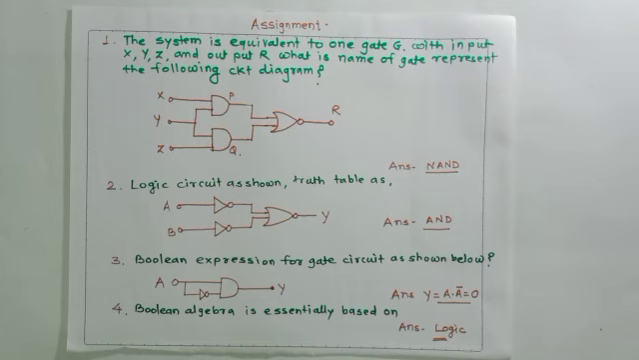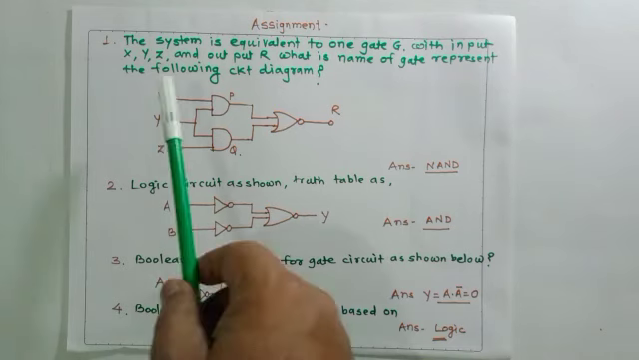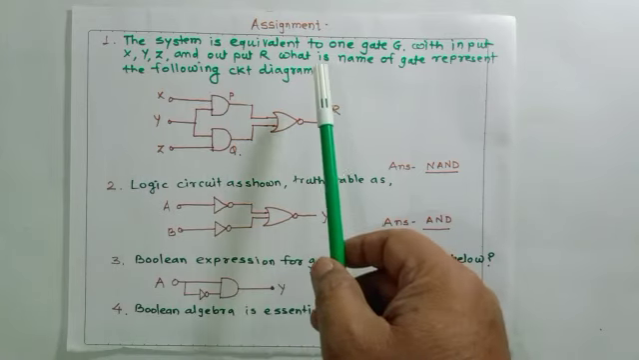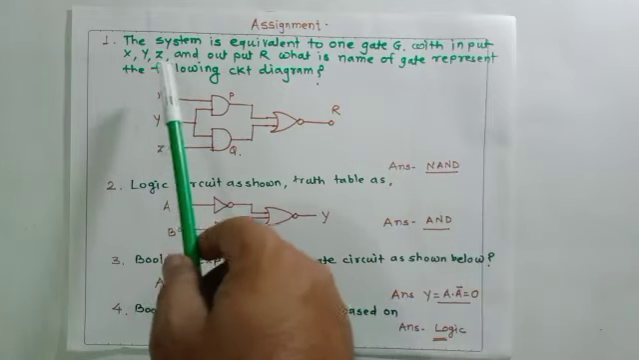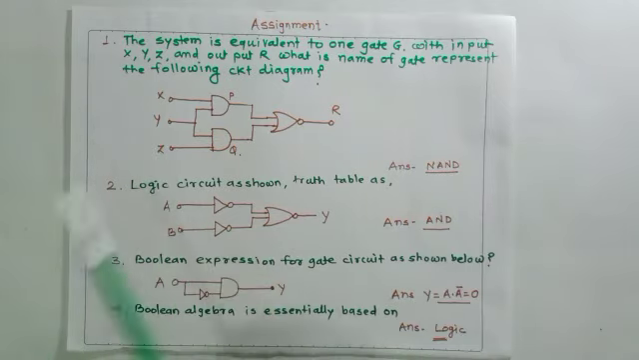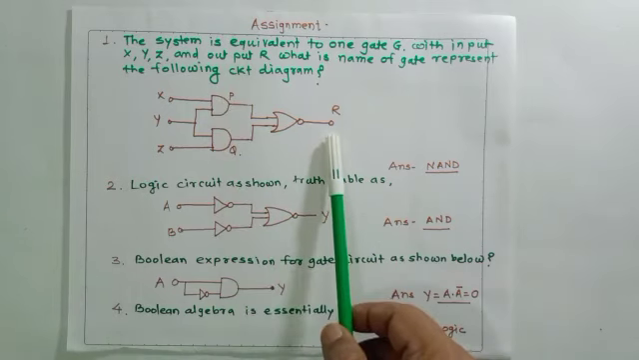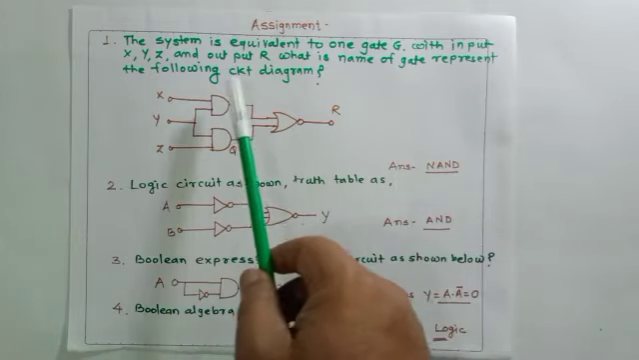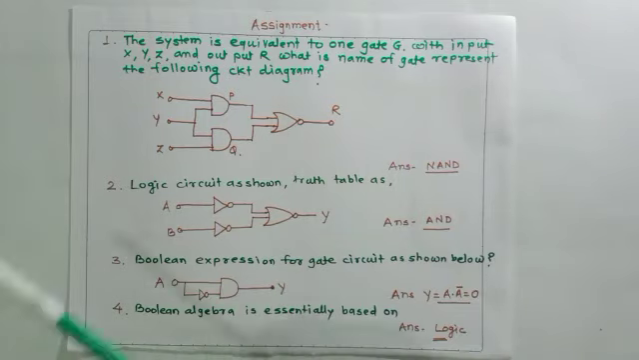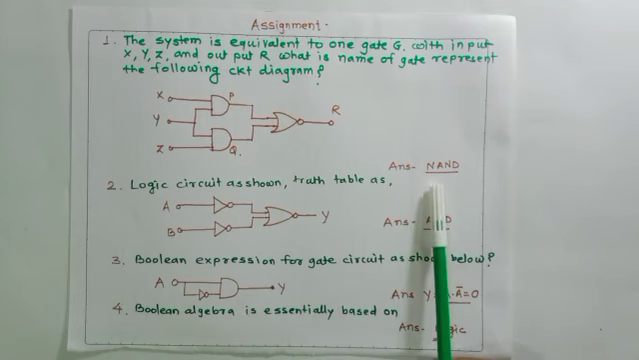Assignment for your self practice: four questions. Question number 1: the system is equivalent to one gate G with inputs X, Y, Z and output that will be given as R. What is the name of the gate represented by the following circuit diagram? If you solve it, you get the answer: it will be NAND gate.